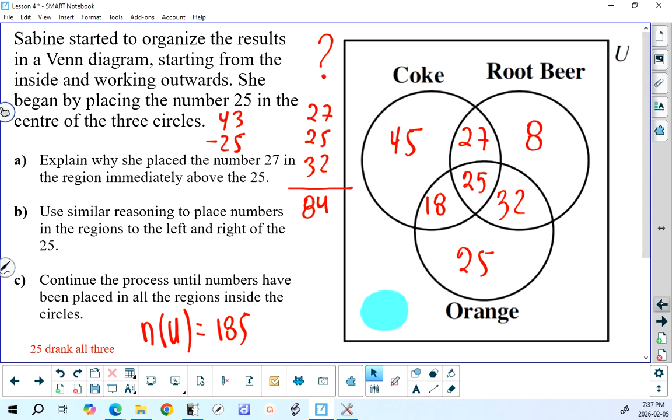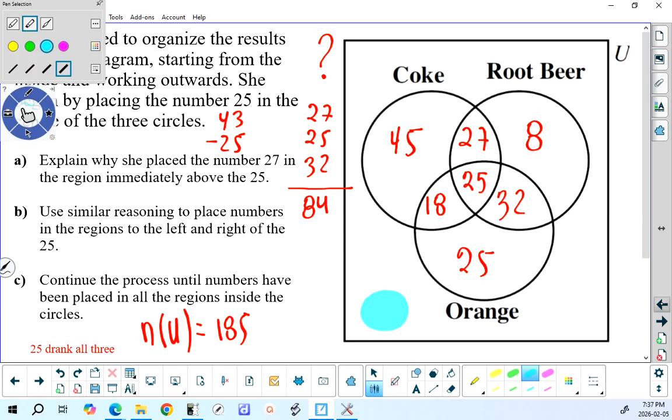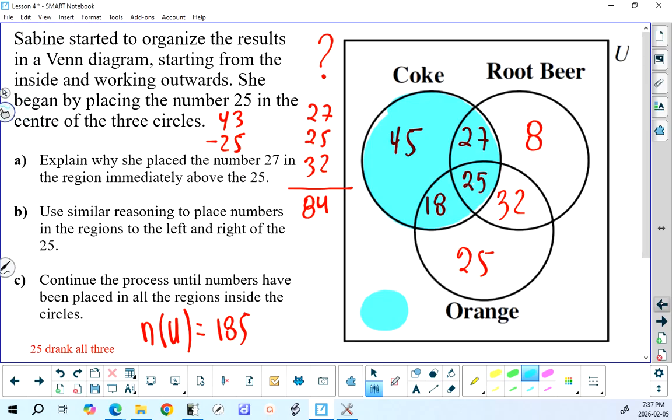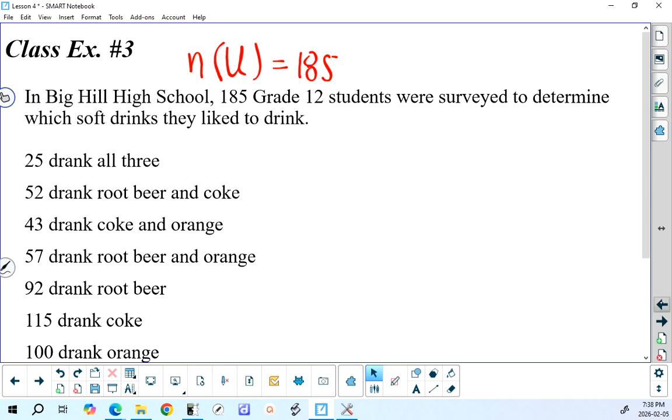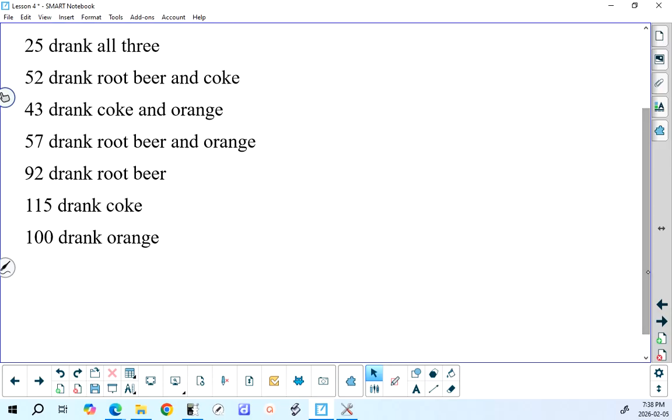But if I said how many drank Coke, you have to understand that this whole thing can be used to find the number who drank Coke. If I just said how many drank Coke, you have to add those up. How many drank root beer? You have to add these up. How many drank orange? You have to add these up. And that's why I said to begin with, when it says here, 100 drank orange, that doesn't mean they didn't drink other stuff. You don't know until you do the Venn diagram.